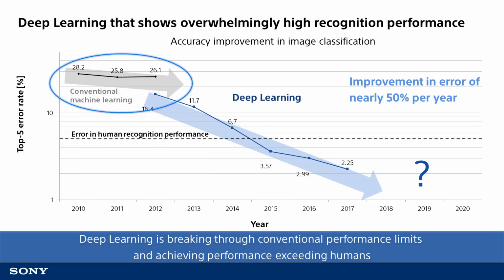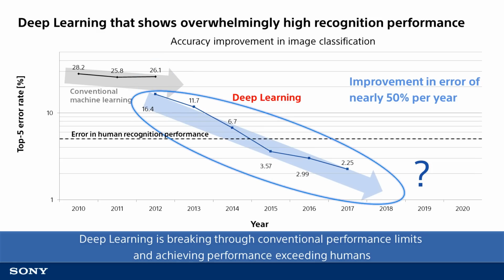Before the use of deep learning, researchers around the world used conventional machine learning technology to perform image classification tasks. With that technology, performance improved steadily but slowly at a rate of about 1 to 2% per year. Use of deep learning began in 2012, resulting in a sudden and significant improvement in error rate performance by 30%.